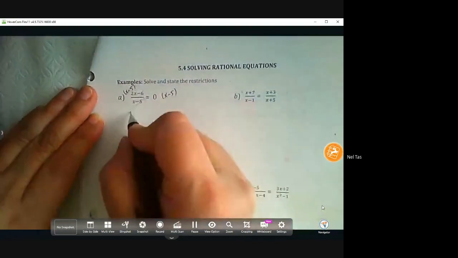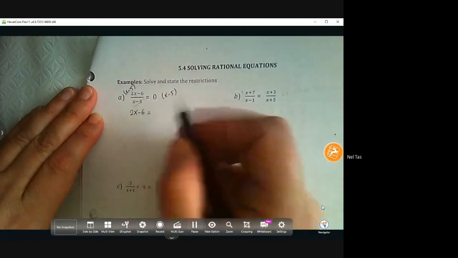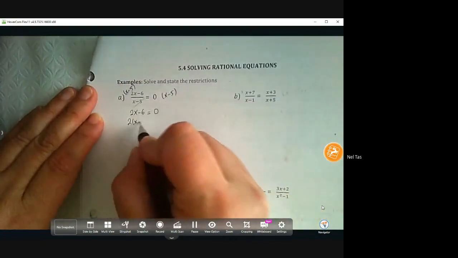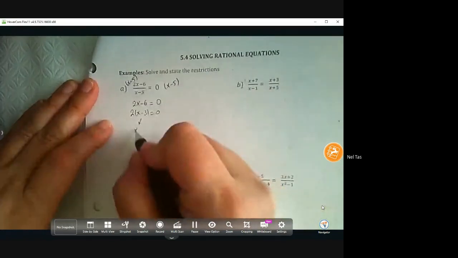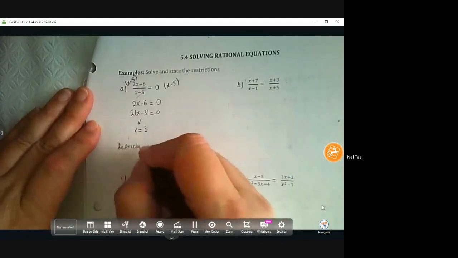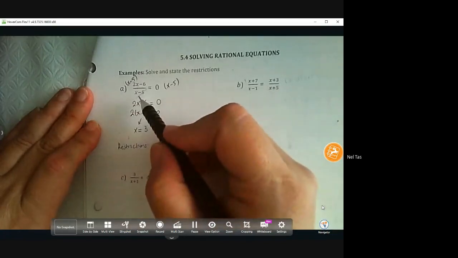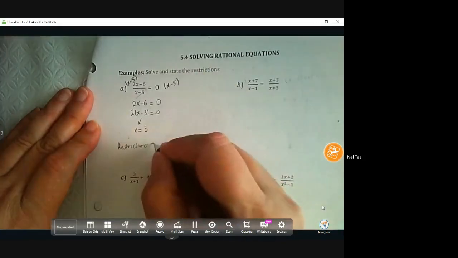So we have then on the left 2x - 6. On the right, 0 times (x - 5) gives you 0. Then we will factor and get the zeros from here. So x = 3 is the solution. The restrictions: we're going to look at the denominator, and whatever makes the denominator 0 will be your restrictions. In this case, x = 5 is the restriction.